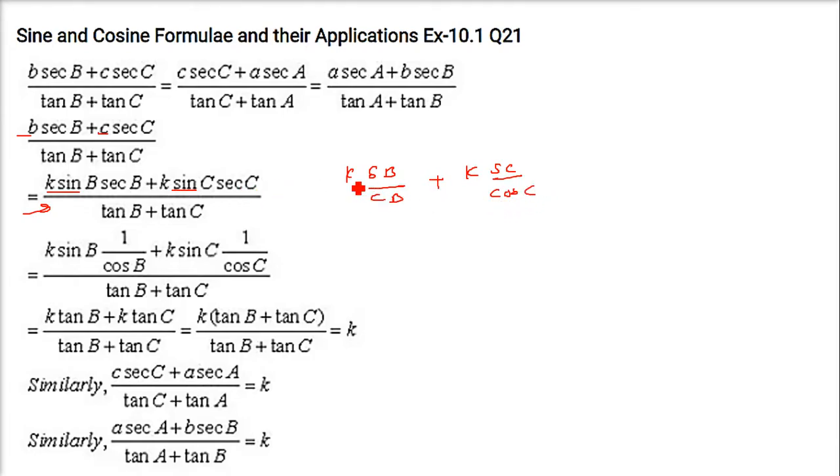Okay, so this will be k tan b, and this will be k tan c. So this will be k tan b plus k tan c. Take k common, tan b plus tan c will come, this gets cancelled. So you get k. So similarly for this and this, you can prove all these to be k.